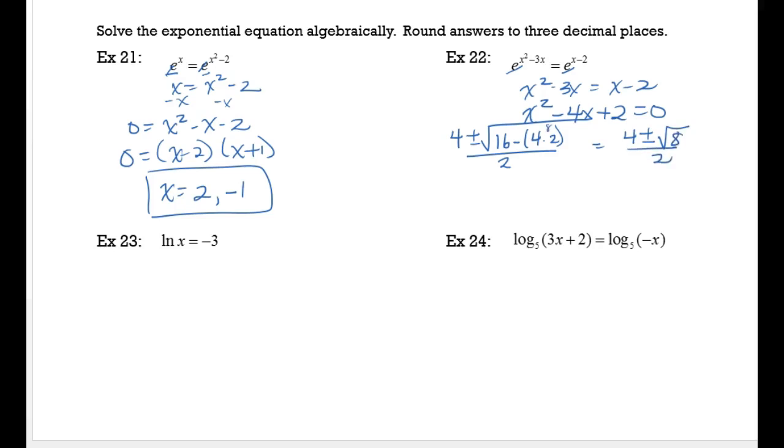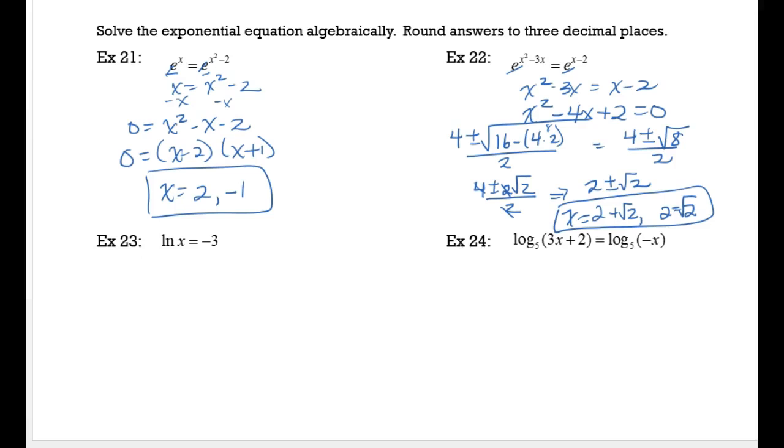So I continue to reduce. I have 4 plus or minus 2 square roots of 2 over 2. Well, I can divide each component by 2. That leaves me with 2 plus or minus the square root of 2. All right? So my answers then are 2 plus the square root of 2 and 2 minus the square root of 2. All right, so x has 2 solutions on that.